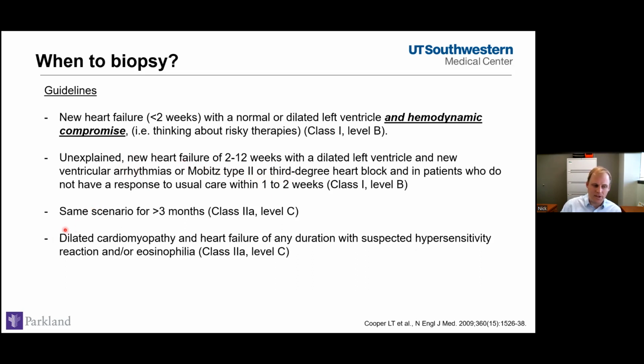And then lastly, any patient in which you have heart failure and a suspected hypersensitivity reaction and/or peripheral eosinophilia, you may elect to biopsy those patients to, again, look for causes like eosinophilic myocarditis or other things that might be reversible or treated with a unique kind of subset of medicines that otherwise would not change that.